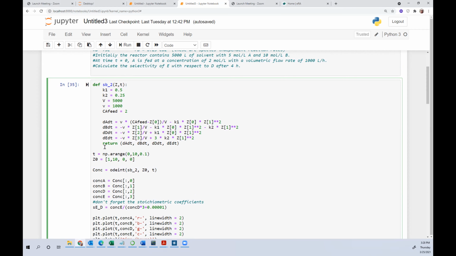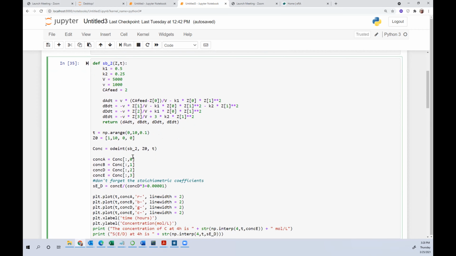In order to plot it, we go through and now define certain things. Concentration of A is the first index. So this is what this means: concentration in brackets, colon, 0. This is the first index. This is CA. This is equivalent to this, but outside of the function. So this is integrated. This is solved for. And CB is the second index, CC is the third, CD is the third, and CE is the fourth index.